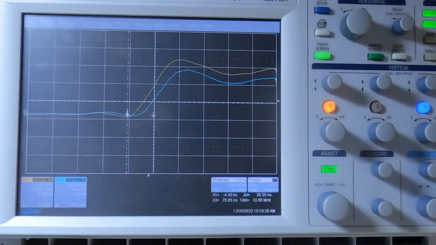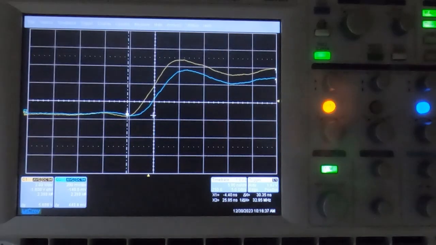Okay, I'll dim the lights so you can see the screen a bit better. And what we're looking at here are the two signals from the two probes. The yellow trace is the more expensive probe, and the blue trace is the lower cost probe. Now it looks quite bad, but the scope is showing 5 nanoseconds per division, so we're only getting a few nanoseconds error on the two probes.